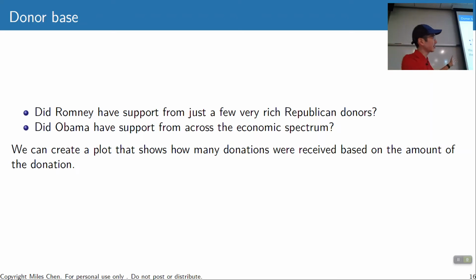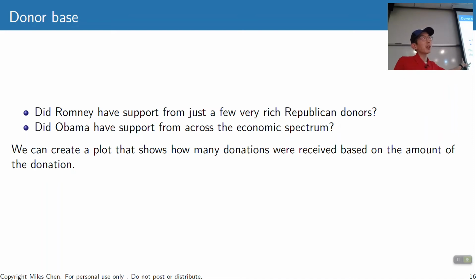A lot of times you hear Bernie Sanders saying something similar, that my average political donation was like $15 or something like that, right? But I've got such broad appeal and support across the entire nation. So if everybody's donating $15, versus 1 or 2 people giving huge amounts of money, we can try to create a plot that looks at how many donations were received based on the amount of the donation, okay?